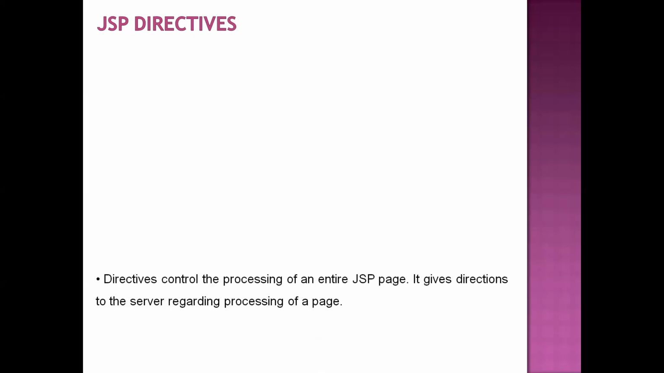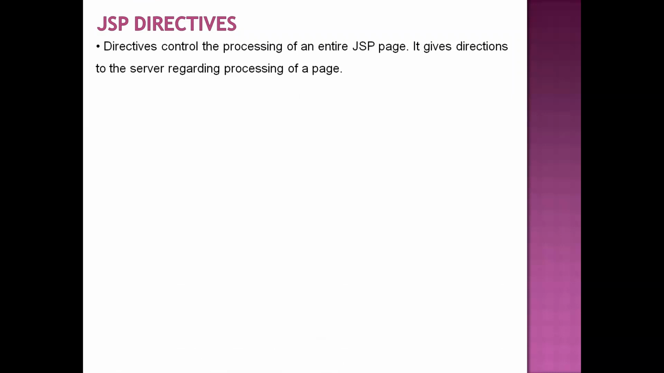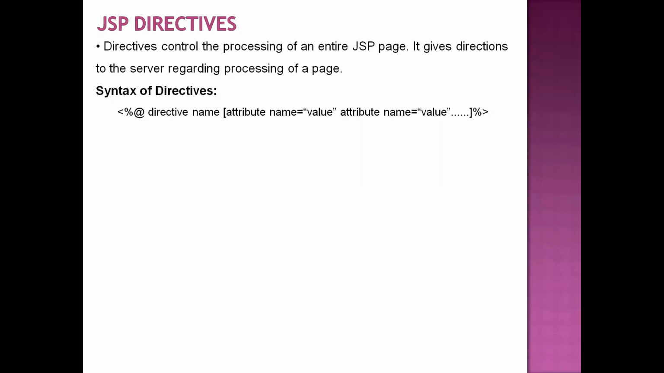Now see the next important JSP element, that is JSP directives. If you want to give any directives, these are just instructions given to the JSP compiler. JSP has 3 directives. First, see the syntax of JSP directives. A JSP directive statement starts with the @ symbol. So angular bracket, percentile, @ symbol, name of the directive. And here we need to specify the attributes of the directive, attribute name and attribute value.